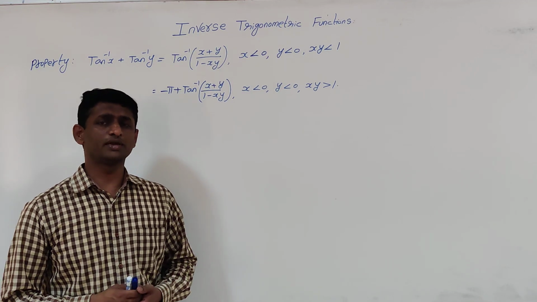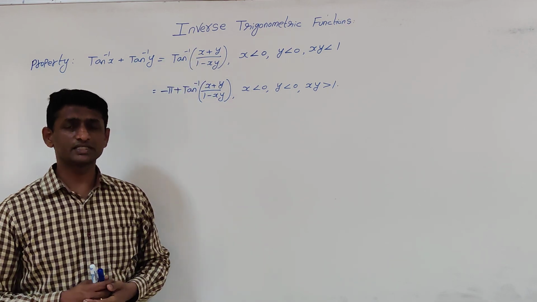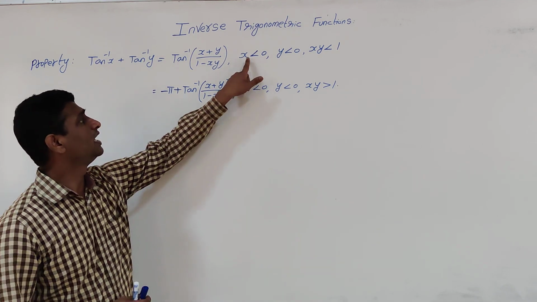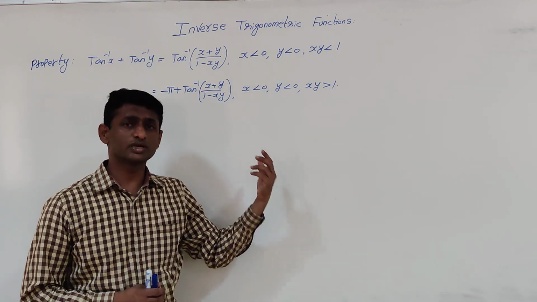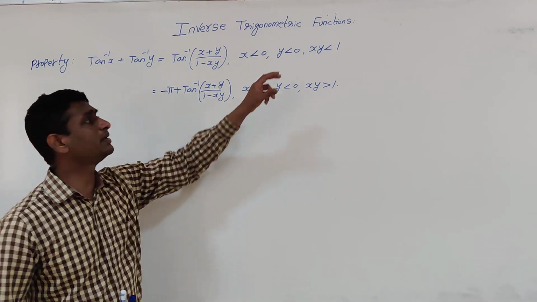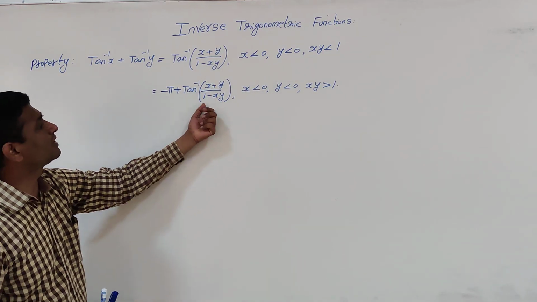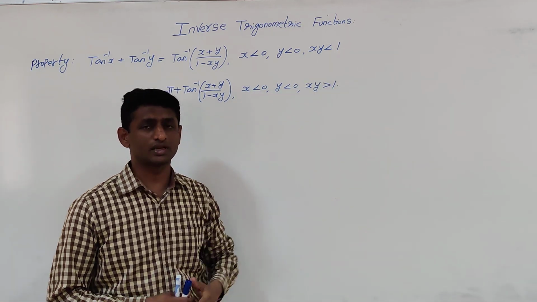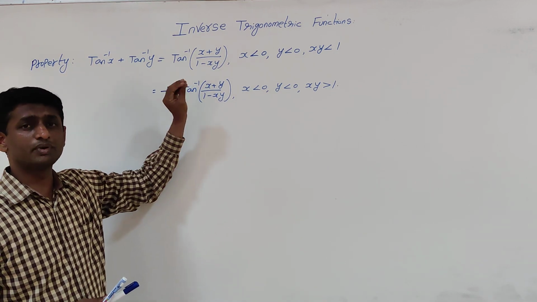The next property is tan inverse of x plus tan inverse of y is equal to tan inverse of x plus y by 1 minus xy, if x is less than 0, y is less than 0, and xy is less than 1. x is less than 0 means x is a negative real number, and y is less than 0 means it is also a negative real number. The product, negative into negative, becomes positive, but sometimes it may be less than 1. Next, minus pi plus tan inverse of x plus y by 1 minus xy, if x is a negative real number, y is a negative real number, and the product is greater than 1. The proof is simple, and it is based on the previous property.